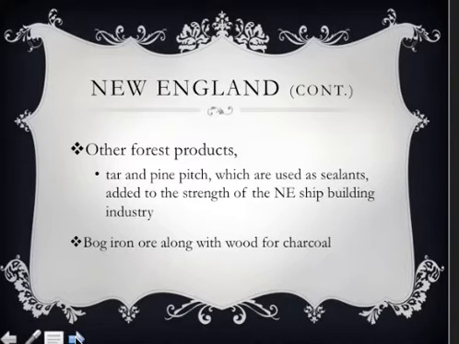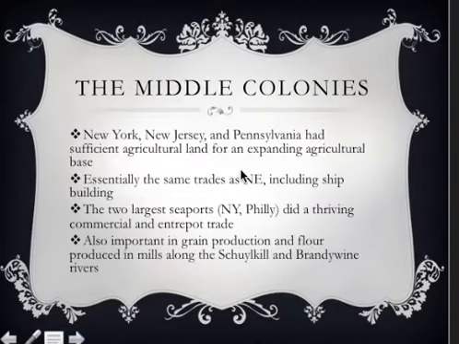particularly in the production of iron. Now the middle colonies were much more agricultural than New England. Number one, the soil was much better, and also the climate was much more amenable to growing foodstuffs. So when you think of the middle colonies, particularly New York, New Jersey, and Pennsylvania, think of this as an agricultural region. This was the agricultural base.